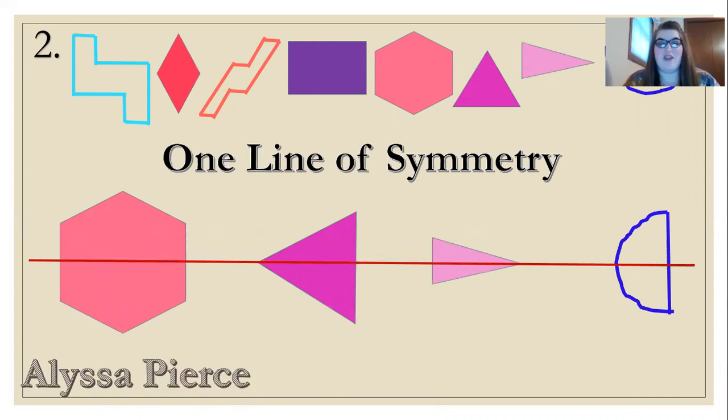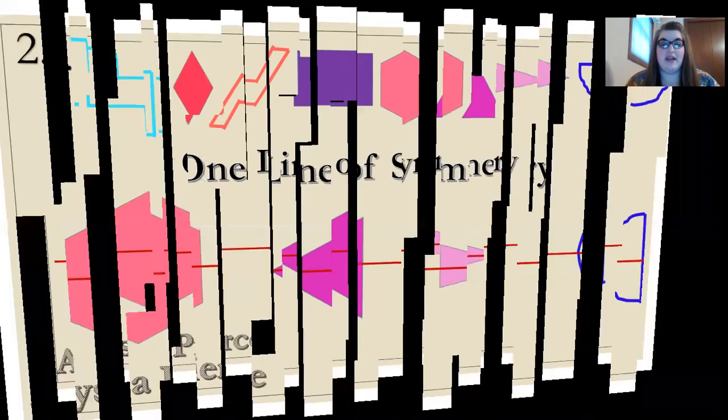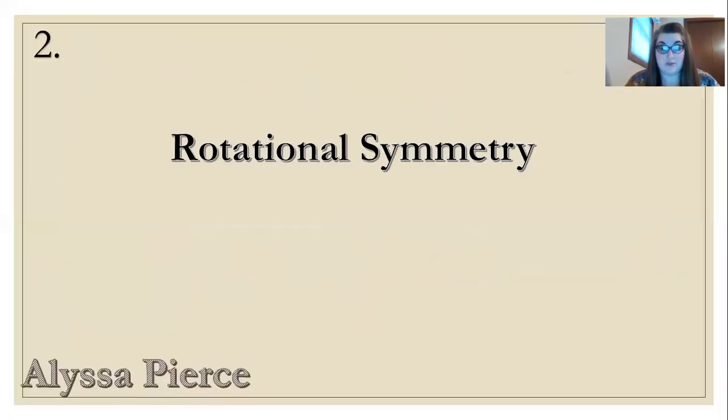Those all have one line of symmetry, and what that means is you can look at it like a mirror reflection. If you draw one line through, and I've chosen to do a horizontal line, you could have done a vertical line as well. If you were to fold those in half, they would meet the other side perfectly. It's their mirror image.